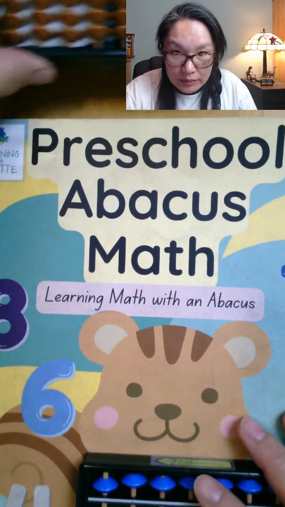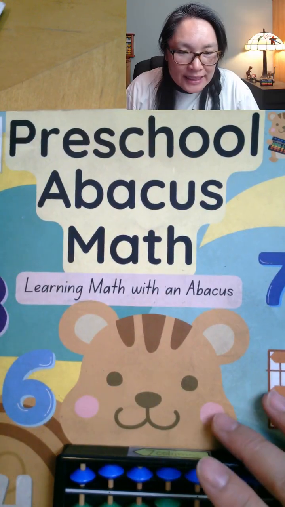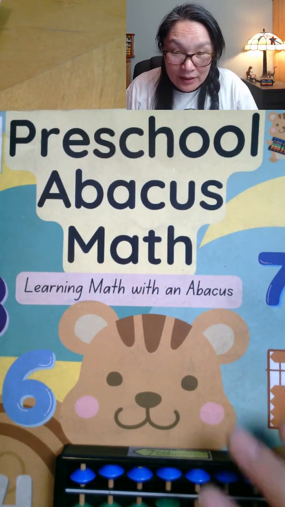Can I move it up? Where the abacus is on the, oh, I see. I can't see when I go type it. Is that better?